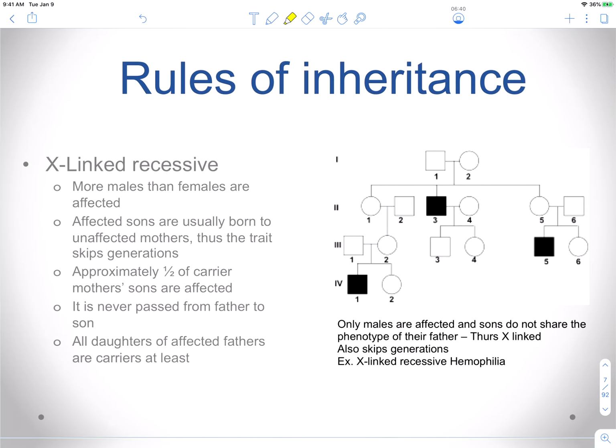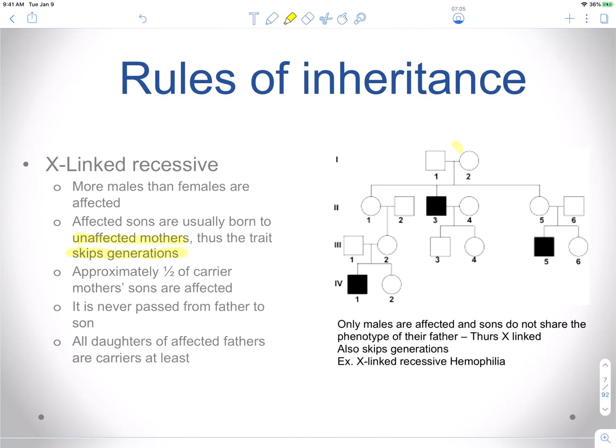X-linked recessive is going to have more males than females affected, and that's because females have two X's, males have one, so if they get the affected X, that's the only X they have, and so they will present with the disease. Affected sons are usually born to unaffected mothers, so that would be heterozygous, and so you could tend to have skipping of generations with this particular trait.